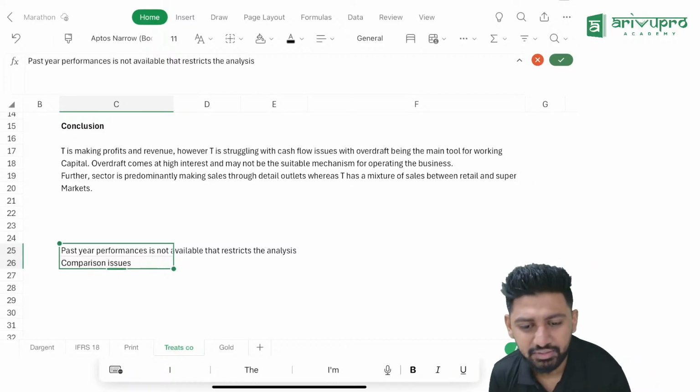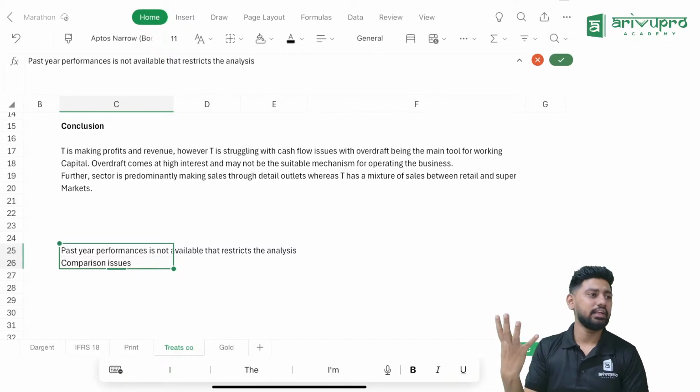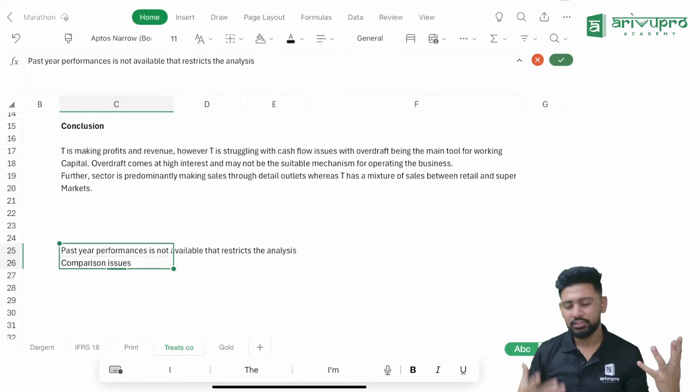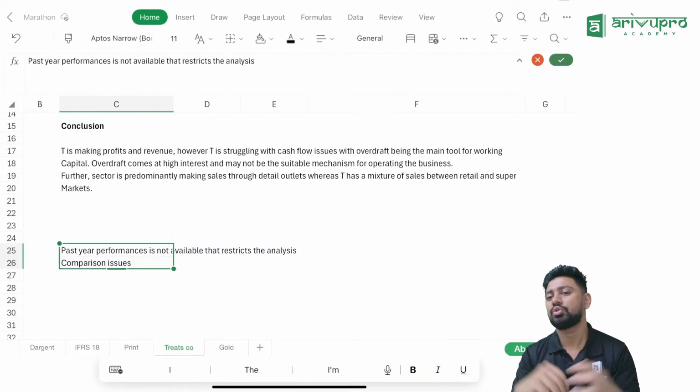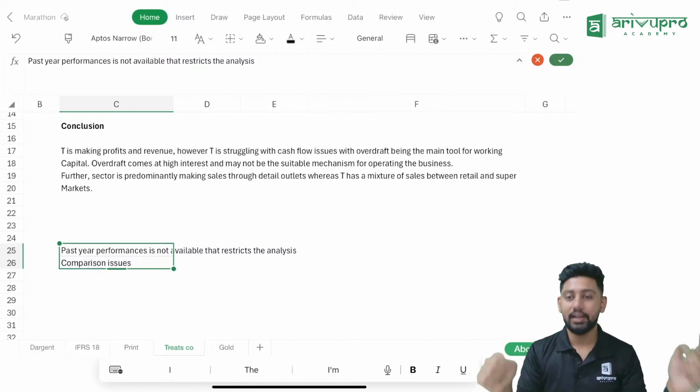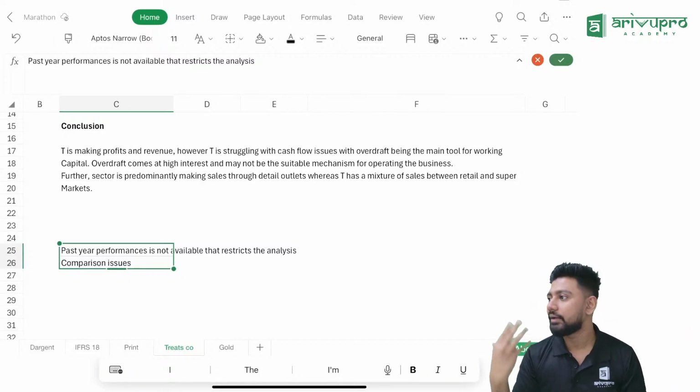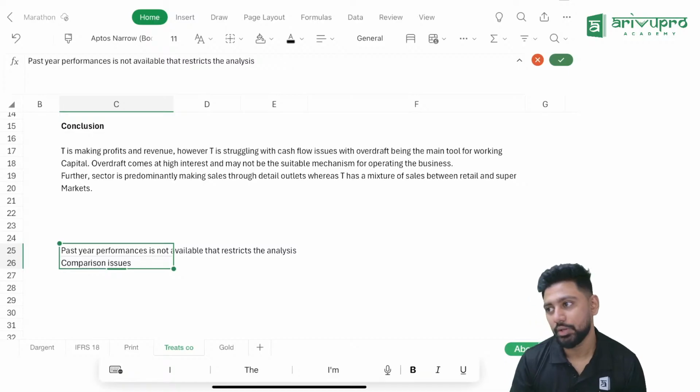Now, what do I mean by sales mix? Maybe our retail outlet is giving more profits than supermarket. But I'm doing only 20% through retail market, 80% through supermarket. Should I change that? So I need more information about the sales mix.